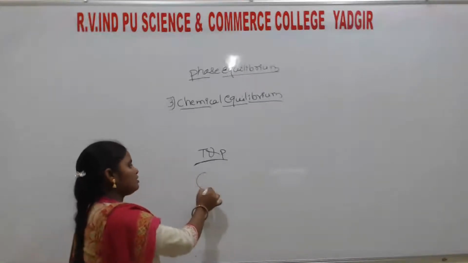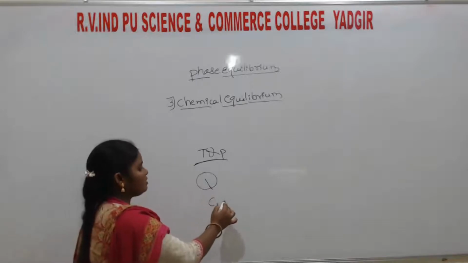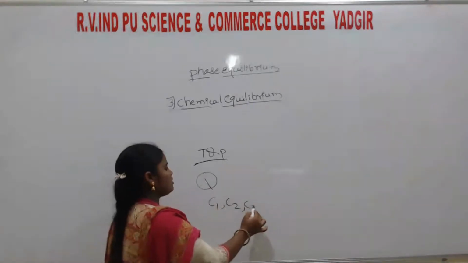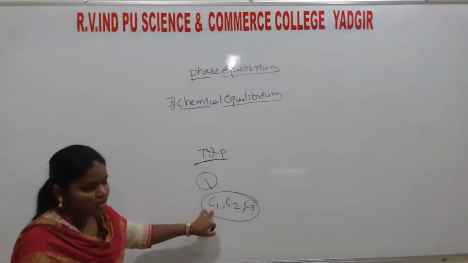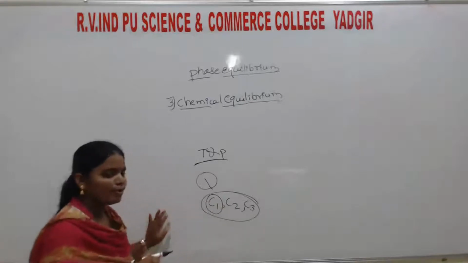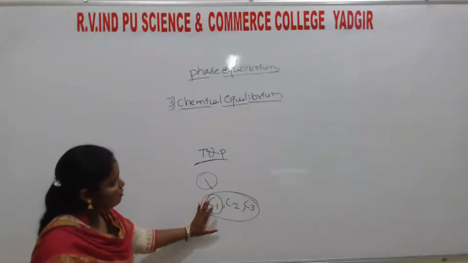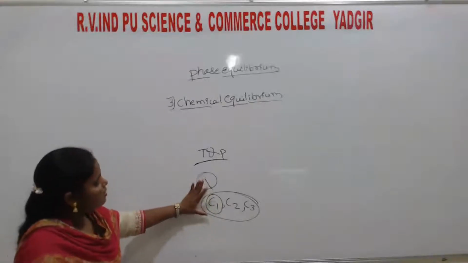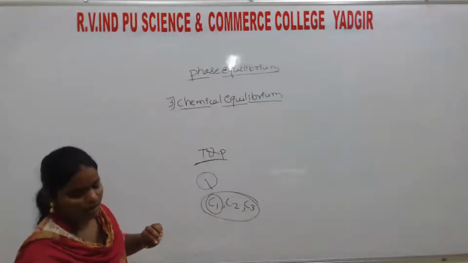We have considered one chemical composition with components C1, C2, C3, a number of chemical components here. One mole of component is transferred from one phase to another phase.